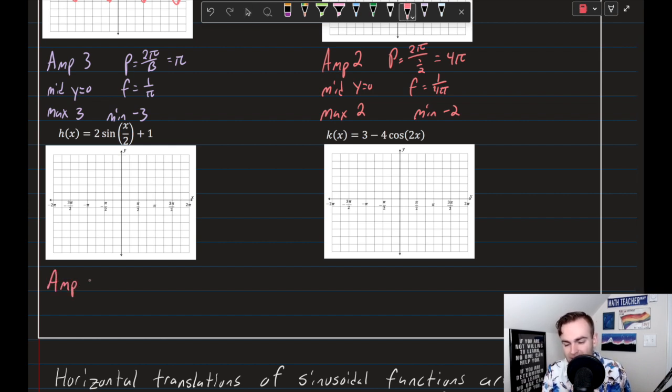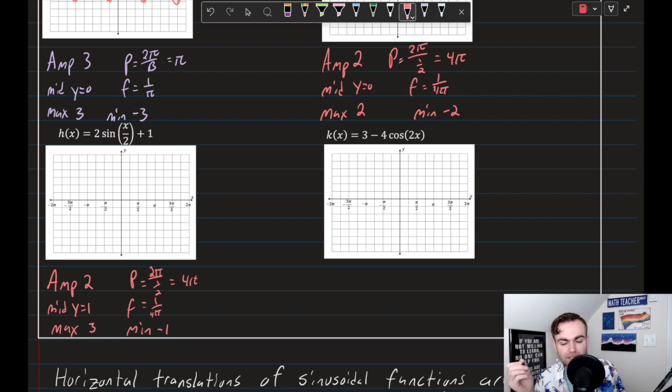The amplitude is 2. The period is 2 pi divided by 1/2, which we know is 4 pi. The frequency would be 1 over 4 pi. The midline would be y equals 1. So not the mind, the mid. The mid is y equals 1. The max, well, if the middle is 1 and the amplitude is how far we're going away from that, the max would be 3, because 2 above is 3. 2 below, though, is -1.